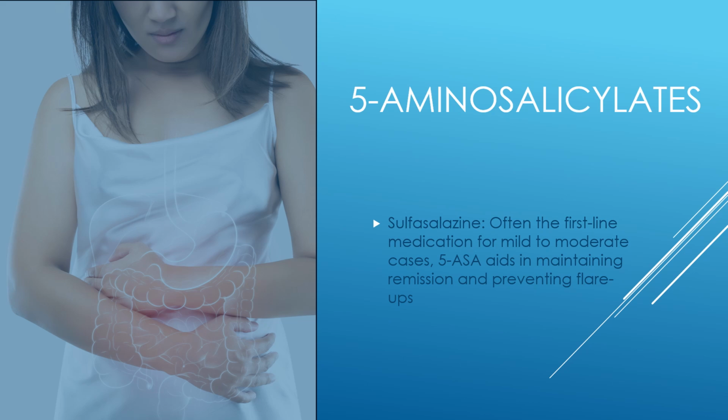5-aminosalicylates, 5-ASA, sulfasalazine, often the first-line medication for mild to moderate cases. 5-ASA aids in maintaining remission and preventing flare-ups. In cases where sulfasalazine is ineffective or contraindicated due to sulfa allergy, alternative 5-ASA formulations might be prescribed.